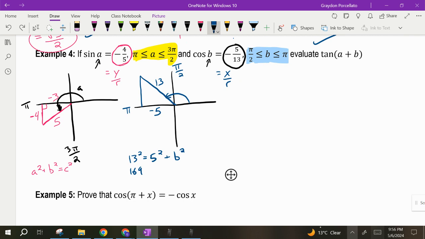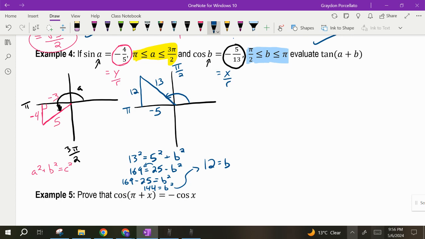169 equals 25 minus b squared. I'm going to bring that 25 over. 169 minus 25 equals b squared. I get 144 equals b squared. And so if I take the square root of both sides, I get 12 equals b. So this is positive 12.